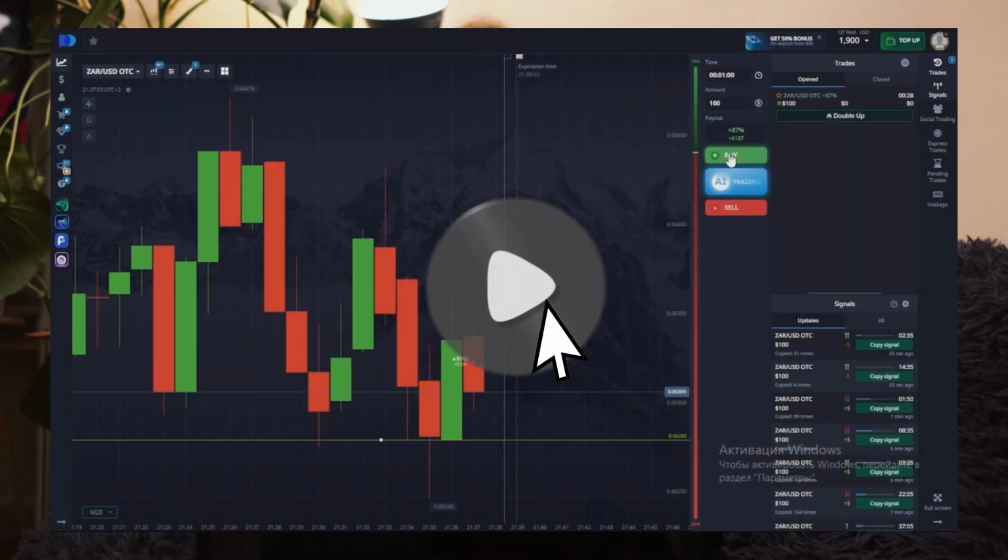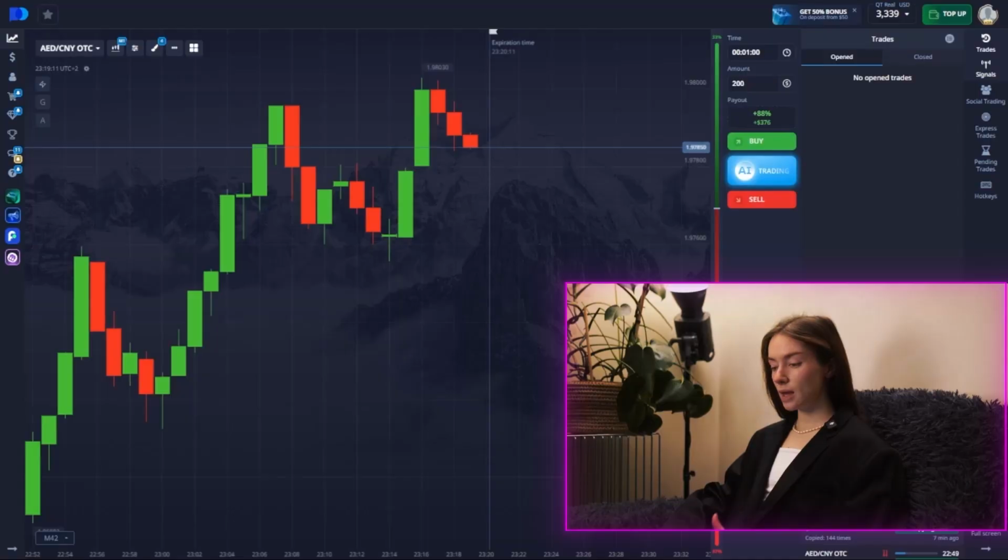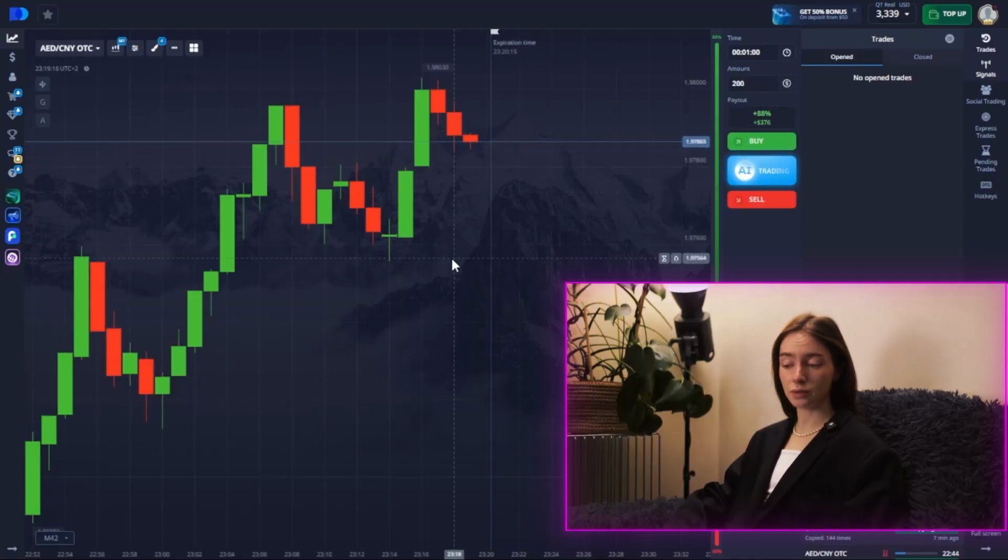Today I'll show everything in real time: how I analyze the market, how I place trades, how I make decisions, and why I enter trades the way I do. As you can see, my account balance is currently almost 3,500, and let's see how much we can earn today.